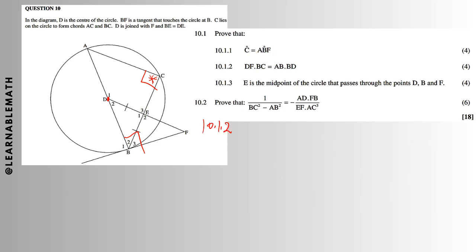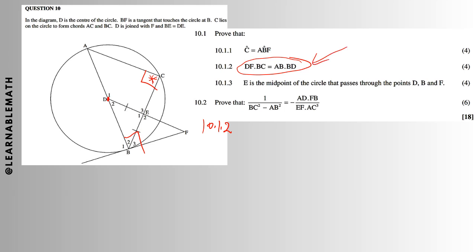Okay, let's go to 10.1.2 now. It says prove that DF times BC equals AB times BD. You can see that what we are given, that equation there, is quite familiar, because we do know that if we prove similarity between two triangles, we can then move to proportionality. Then from proportionality, if you cross multiply, you can get something like that, right?